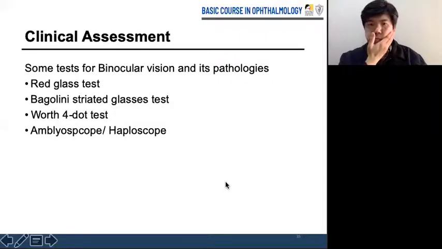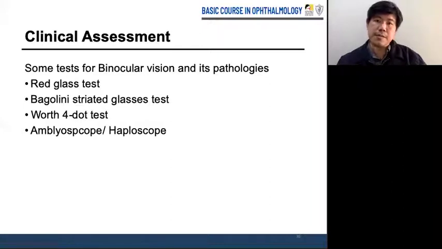Now there are different tests to assess suppression, ARC, and other pathologies of binocular single vision. However, I'll only be discussing this, since it would take a lot of time to discuss all of the tests.